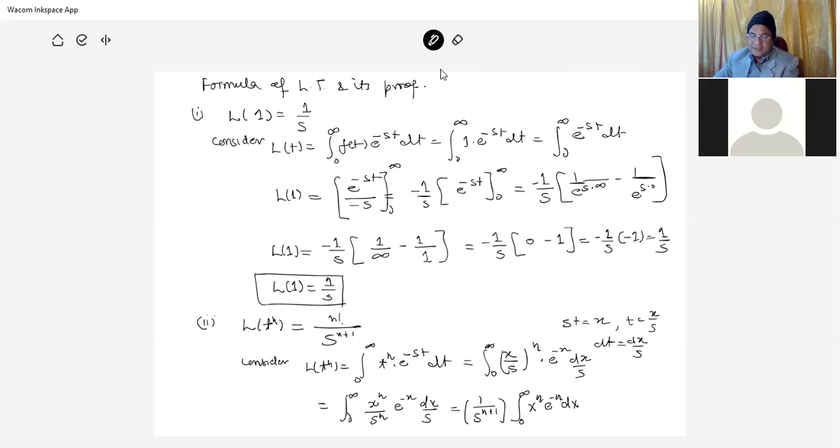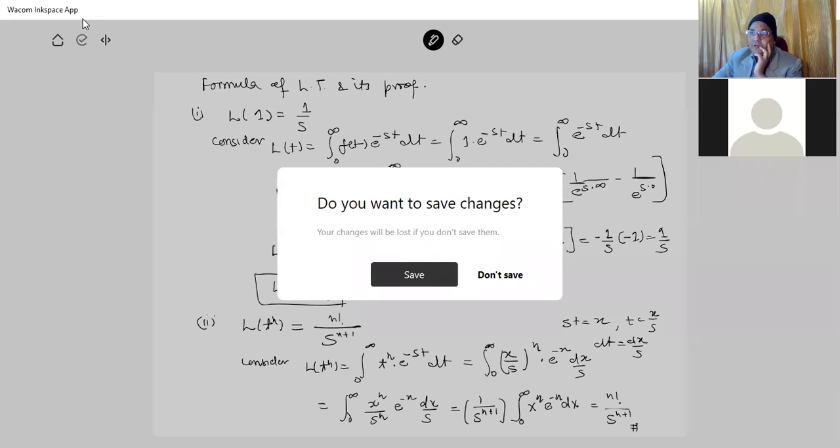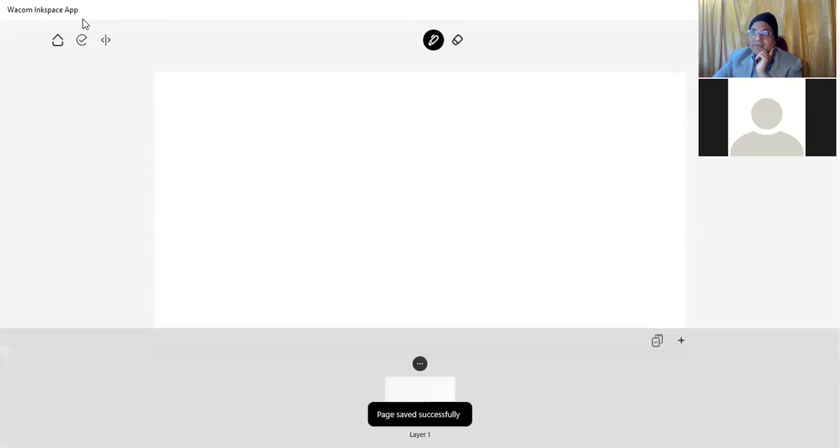So this is the standard integration, and this integration is nothing but factorial n. This is factorial n, and so this is s to the power n plus 1. So this is the proof of the second formula. The third formula is the exponential.